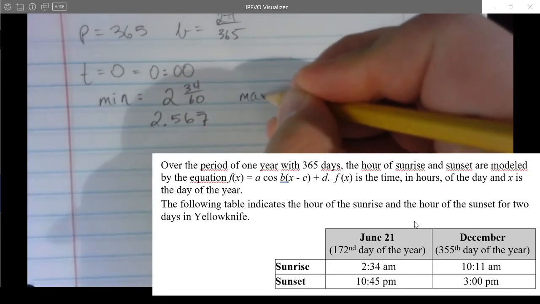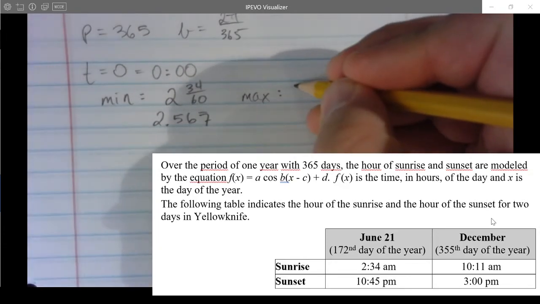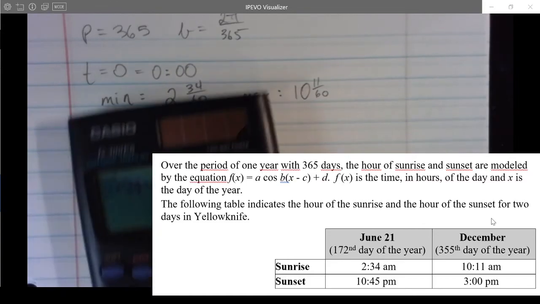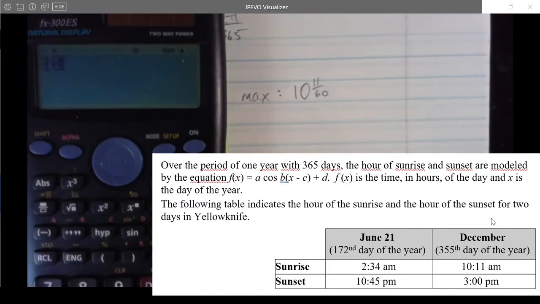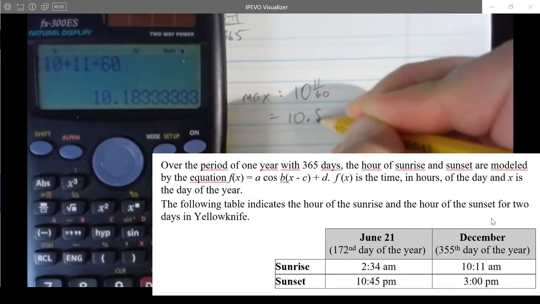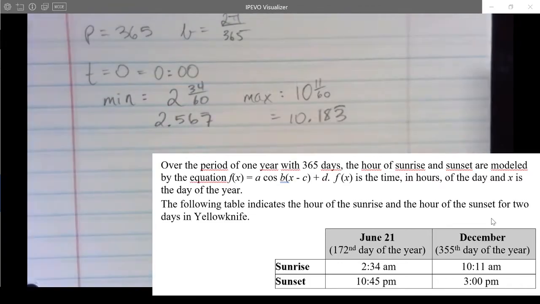My maximum, the absolute latest that sunrise happens, is on the winter day in December, when the day is the shortest possible, and sunrise doesn't happen until 10:11 a.m., so it's 10 hours and 11/60ths of an hour. Sorry, I said that wrong. So that's going to be 10 plus 11/60ths. Again, I want that as a decimal. So that would be a maximum of 10.183 repeating. Okay, so there we have it.